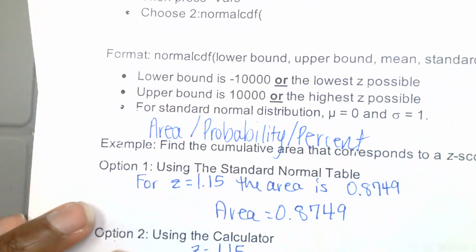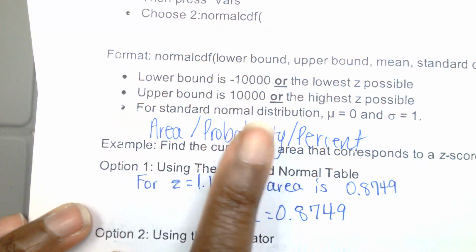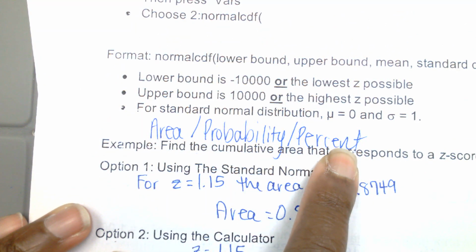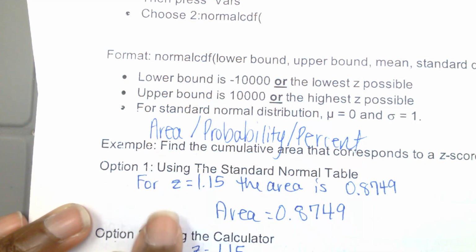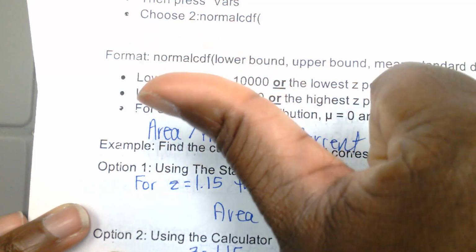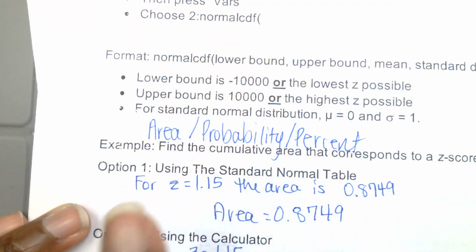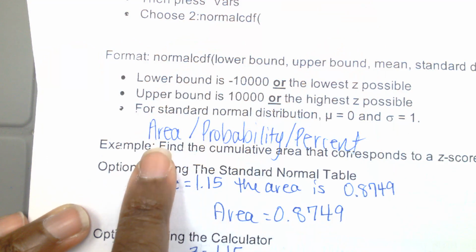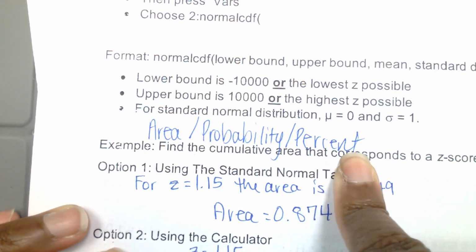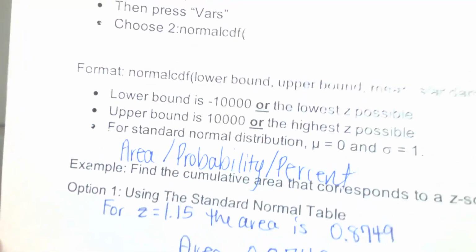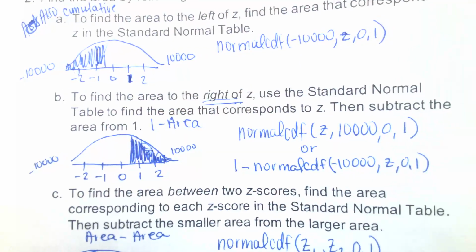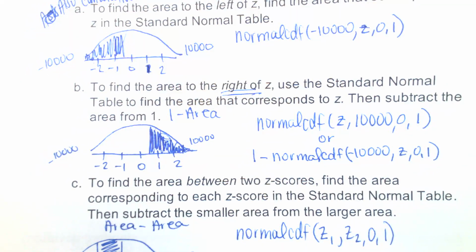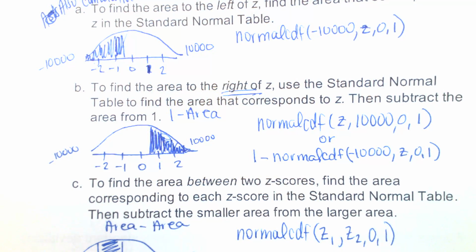And just as a reminder, we are looking for area, probability, or percent. So they can give you this problem any three of these ways, and you're still going to do the problem the same way. Whether you use the table, whether you use your calculator, whether you use Excel. Area, probability, percent, we're going to calculate it the same way. Now, how do you actually calculate it? It depends on what side that you are working with.